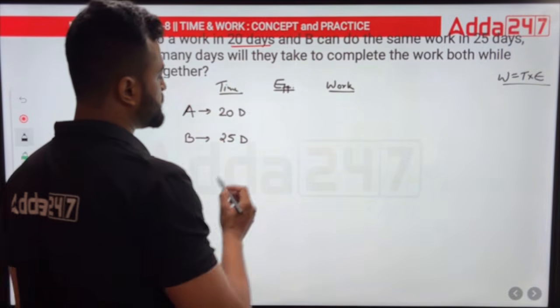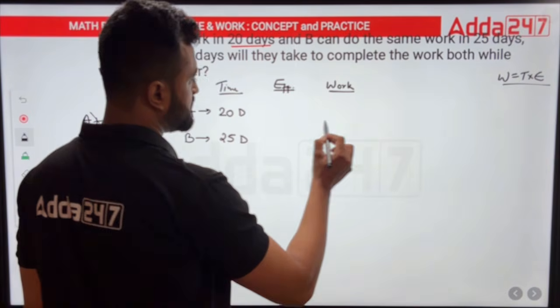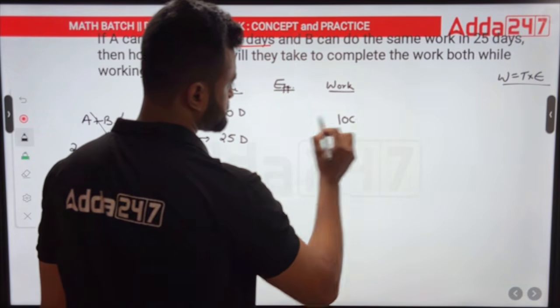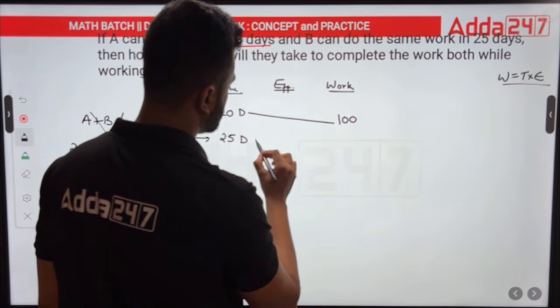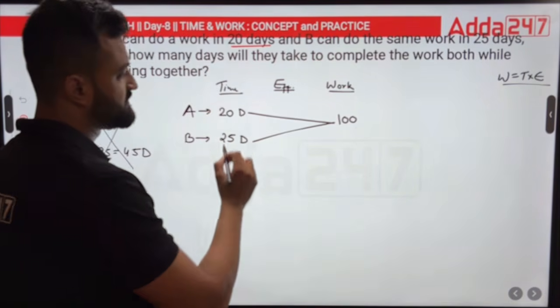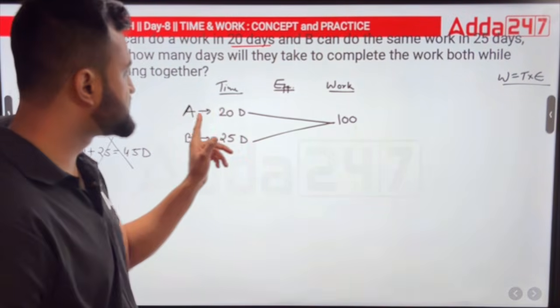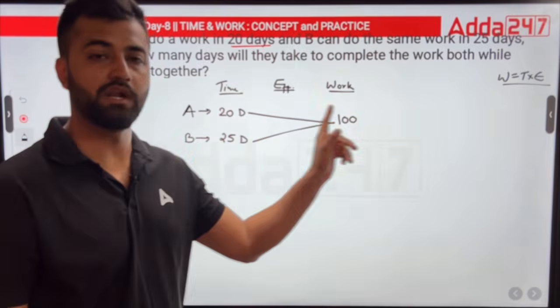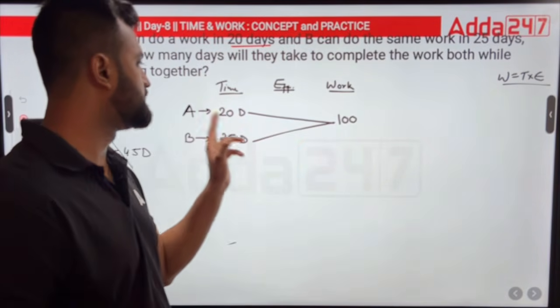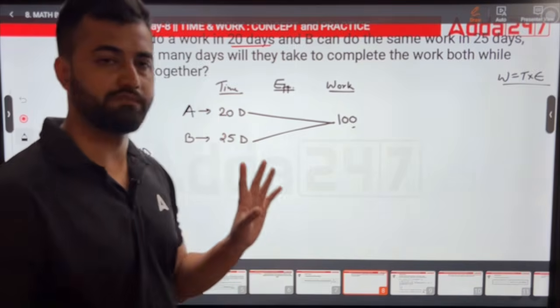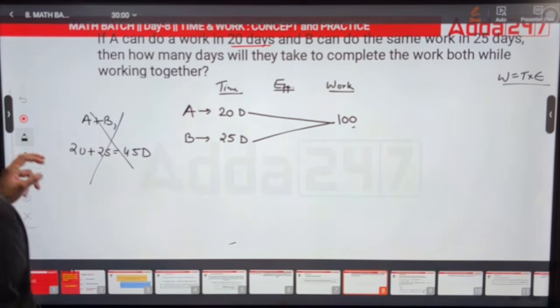So let's get the LCM. 20 and 25 LCM would be 100. Yes, so I'm writing 100 out here. So these number of days together will do this much work. So A has to do 100 work and B has to do 100 work, and both of them are completing this particular work in 20 and 25 days respectively. So what will be the efficiency?